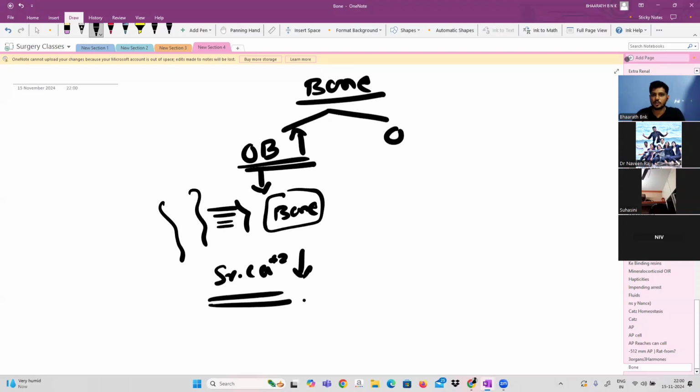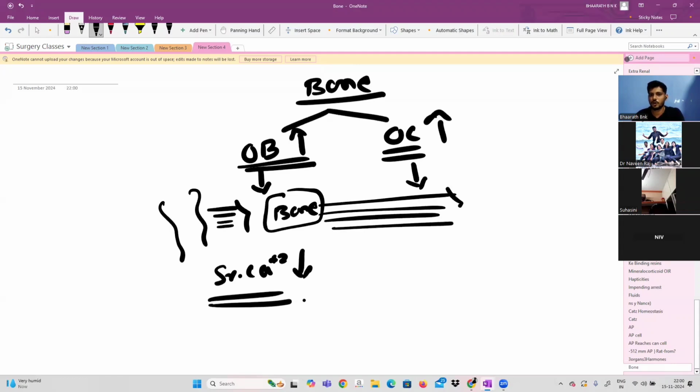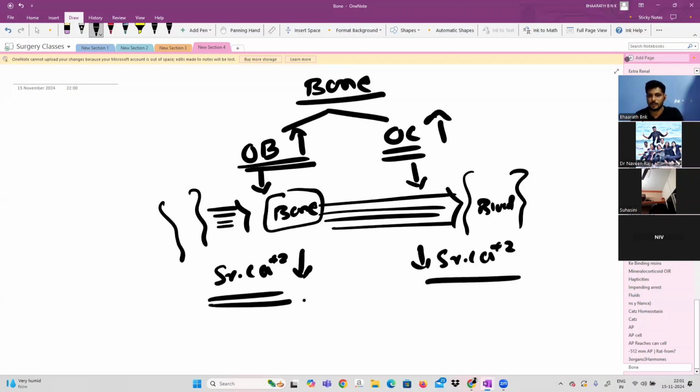Whenever there is increased osteoclastic activity, whatever causes an increase in osteoclastic activity, this will cause the resorption of the bone and it puts all the calcium back into the blood. Right? So that will increase the serum calcium levels. So it is simple. Whenever osteoblast activity increases, serum calcium reduces. When osteoclast activity increases, serum calcium level increases because it takes all the calcium from the bone and puts it into the blood.